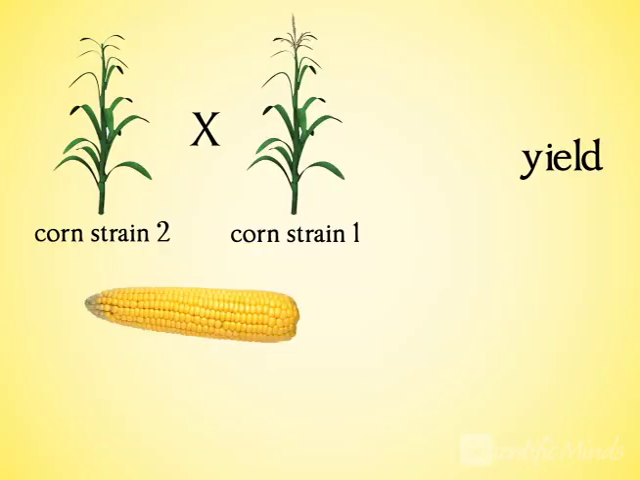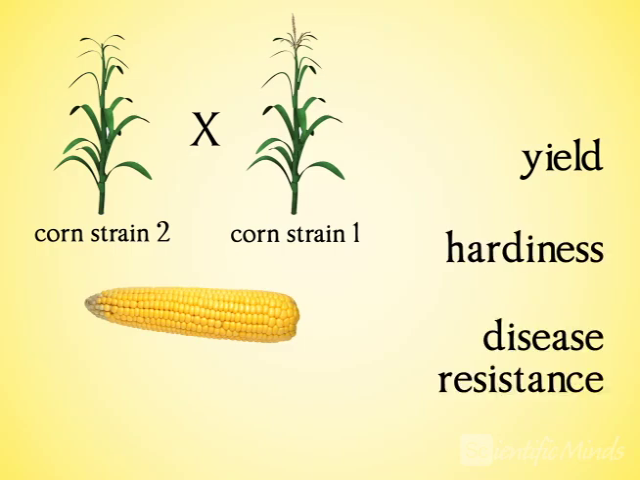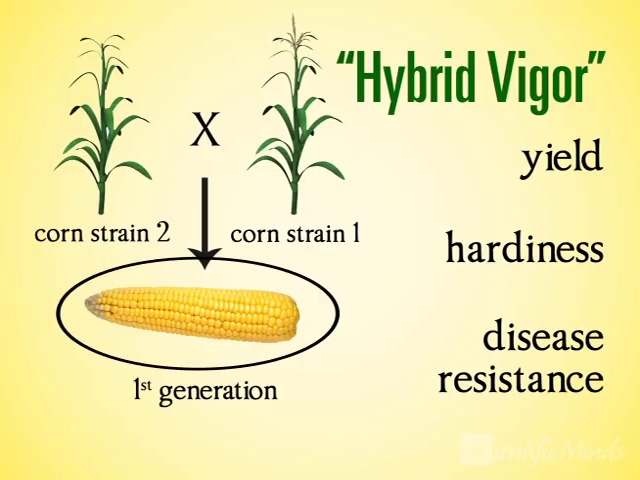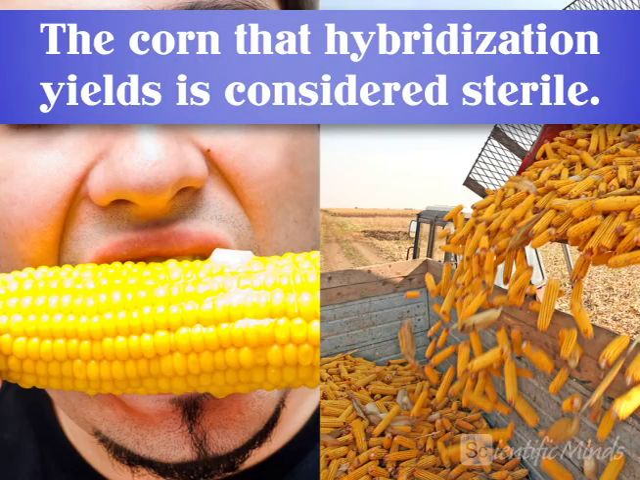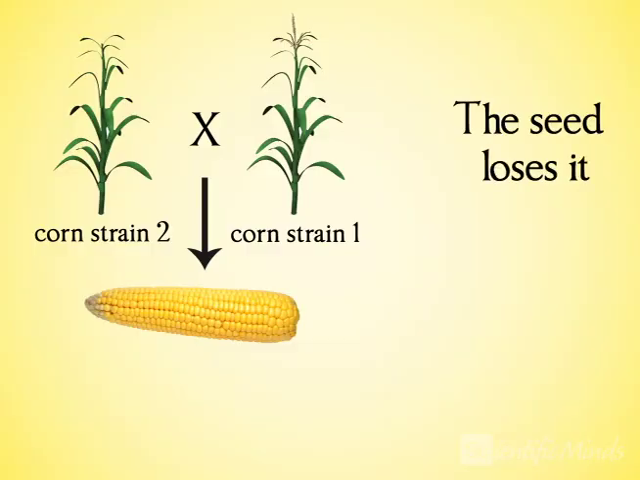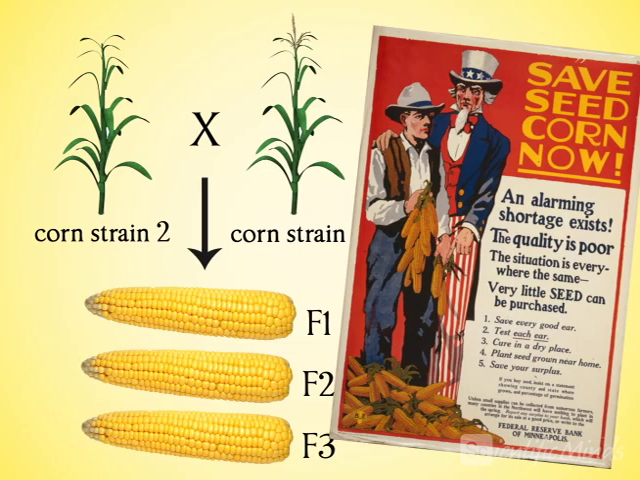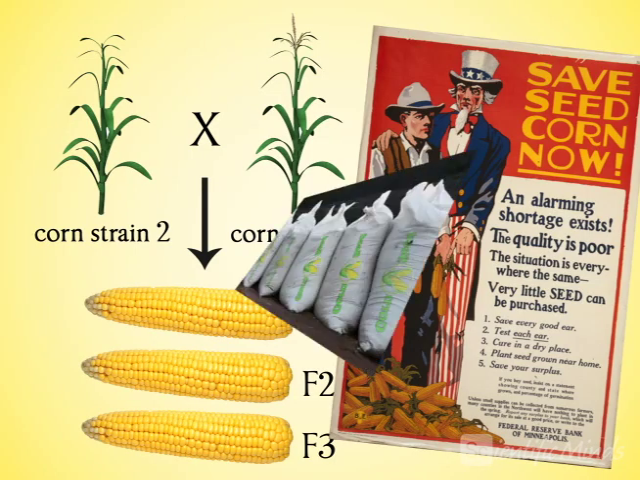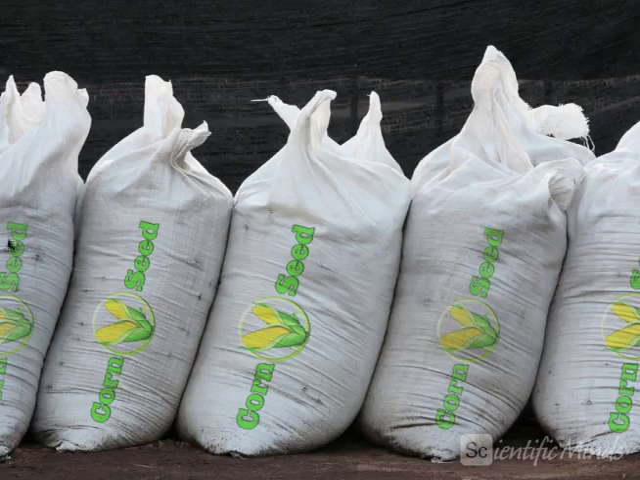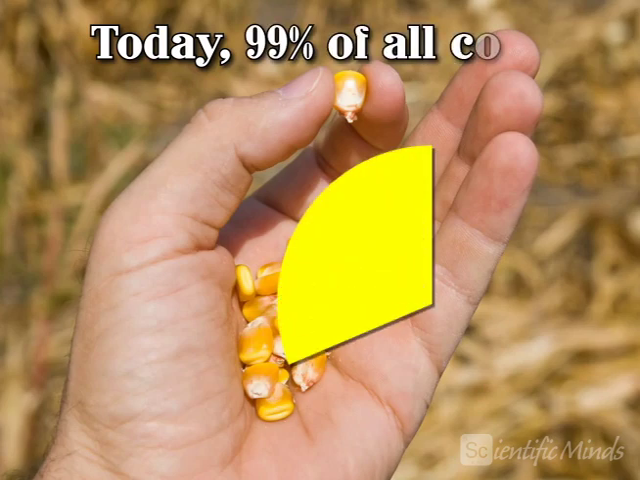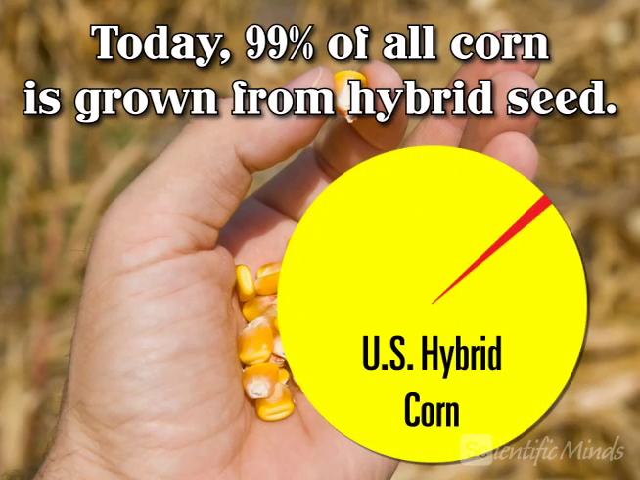When offspring have better yield, hardiness, or disease resistance, breeders have achieved what is called hybrid vigor, but only in the first generation. The corn that hybridization yields, whether feed grade or food grade, is considered sterile. The seed loses its vigor over the next 2 to 3 generations and is not worth the cost of planting. Commercial producers no longer select the best ears of corn and save them for the next year's planting. With hybridization, they purchase seed corn and any other crop seed for planting each year. Today, about 99% of all corn grown in the United States is grown from hybrid seed.